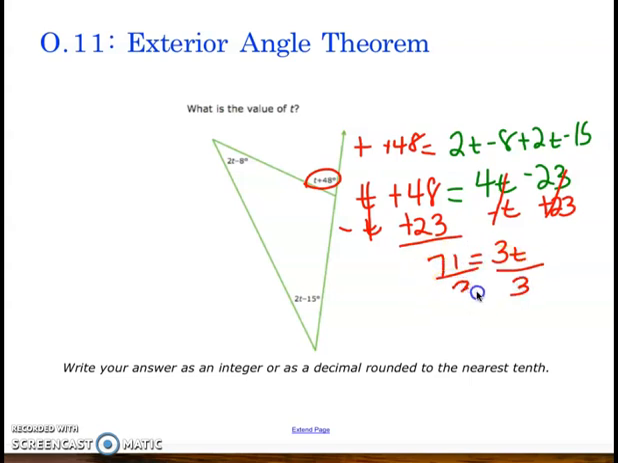I divide by 3 to both sides, and now I have to be careful. It says rounded to the nearest tenth. So 71 divided by 3 to the nearest tenth gives me 23 and 7/10. So that is the value of t. t equals 23 and 7/10.